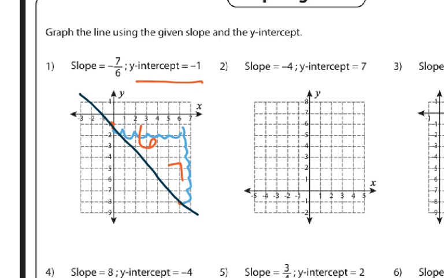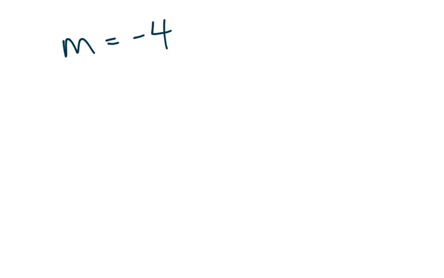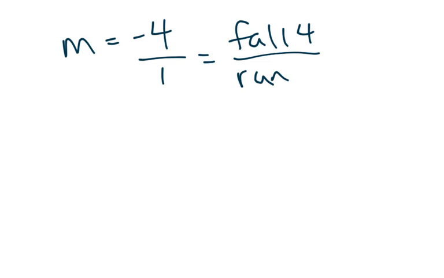Okay, let's go ahead and do number 2 as another example. The first thing you'll notice is that the slope is a whole number, -4. Well, we're used to seeing fractions, so we need to write it as a fraction. So the slope is -4, and to write a whole number as a fraction, you just put it over 1. So the slope of this equation is -4 over 1, which means that we're going to fall 4 and run 1.